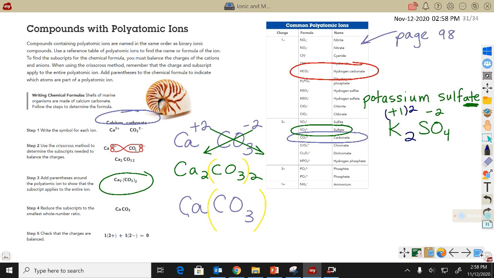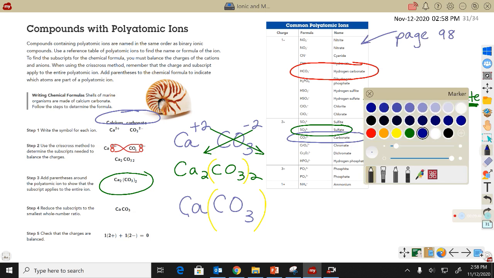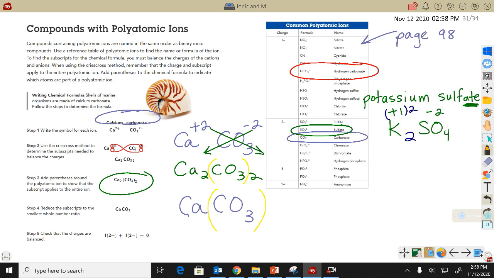Done! Now you would again get the same thing if you were a crisscrosser. If you were a crisscrosser, you would be crisscrossing the 2 and the 1. And I don't have to bring down the 1. So I need 2 potassium and 1 sulfate. Cool, right? These polyatomics look kind of wild and crazy, but a lot of the same rules apply. Let's do one more.